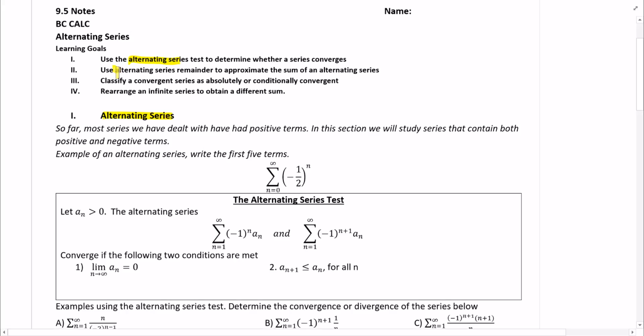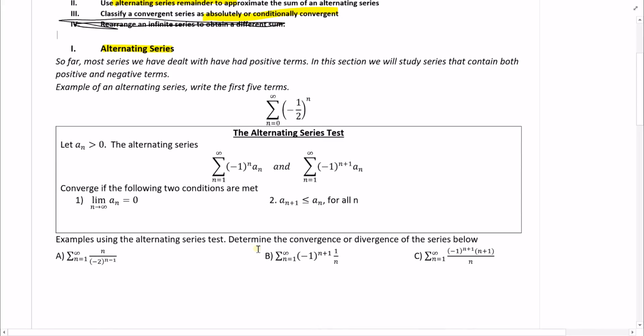And then we can estimate the value of an alternating series to approximate the sum, but we can't get the exact sum. And then we're going to also look at absolutely or conditionally convergent series, and we're not going to do this, so we can cross that out.